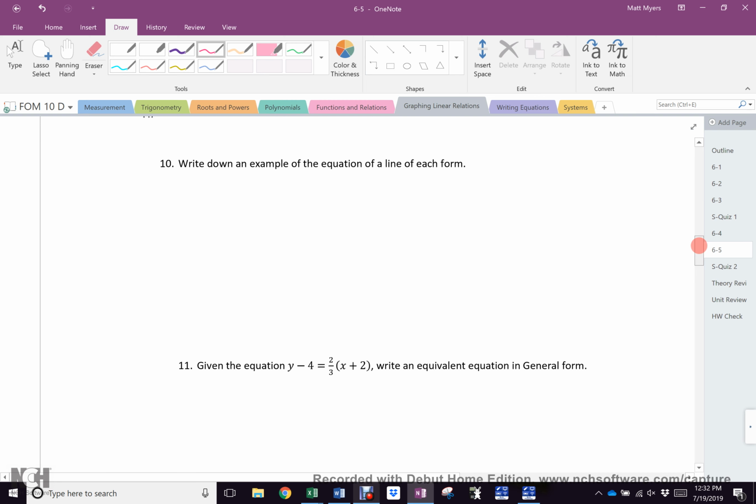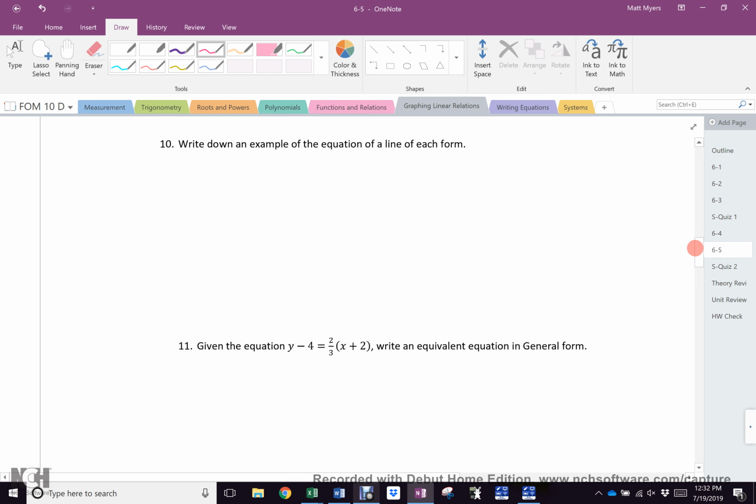So on page 147, write down an example of the equation of a line in each form. So, ladies and gentlemen, I am going to give you 2 points on the graph. You must take those 2 points and create an equation for that line in all three forms. I'm not going to bother with standard form, just general form. Just general form. Thank you.